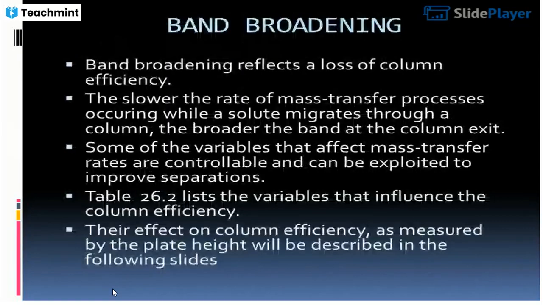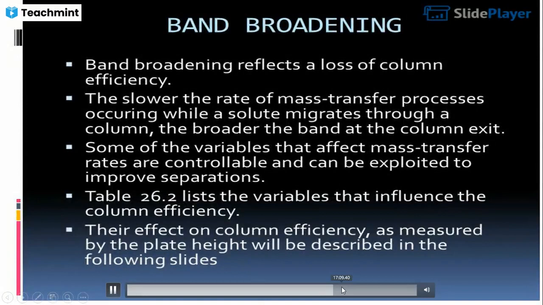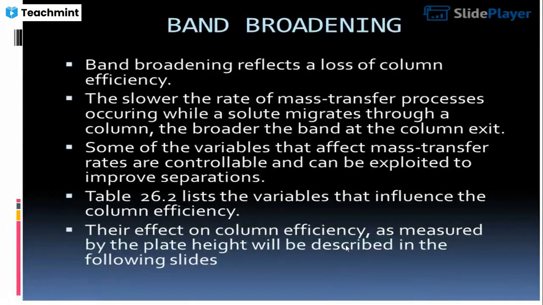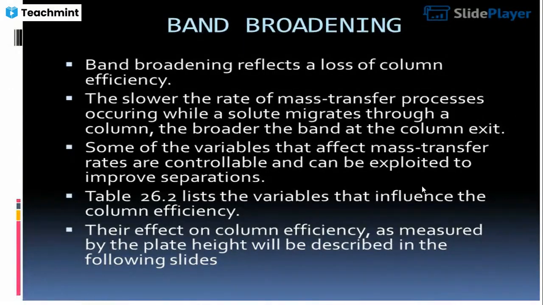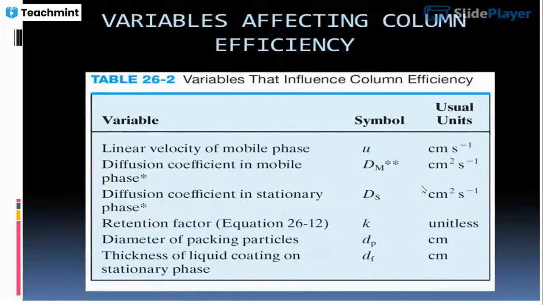Band broadening reflects a loss of column efficiency. The slower the rate of mass transfer processes occurring while a solute migrates through a column, the broader the band at the column exit. Some of the variables that affect transfer rates are controllable and can be exploited to improve separations. Table 26.2 lists the variables that influence the column efficiency. Their effect on column efficiency, as measured by the plate height, will be described in the following slides.